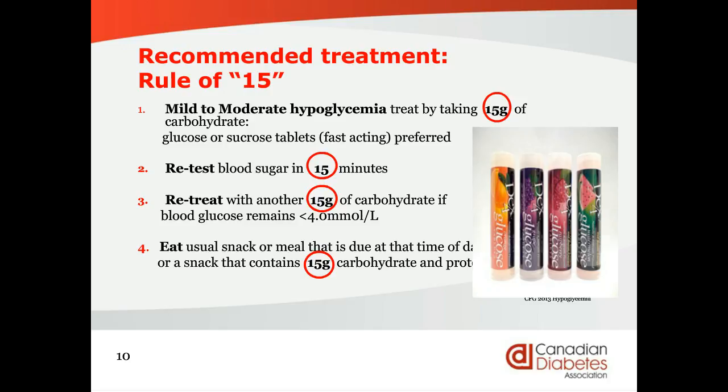If your blood sugar is still less than 4, you retreat with another 15 grams of carbohydrate, and then eat a usual snack or meal that's due at the time, or a snack that contains 15 grams of carbohydrate and protein. So the rule of 15, the 15 gram is important because one of the things that happens if you've had a low, there's this need to want to eat everything in sight. And the problem with that is that you have this high blood sugar after you've had the low.